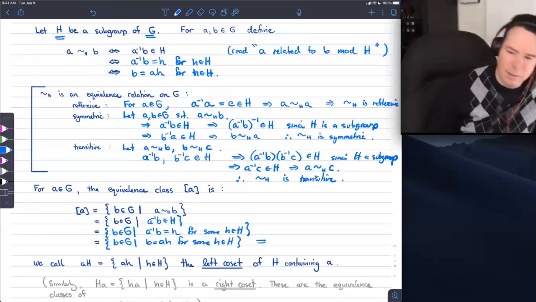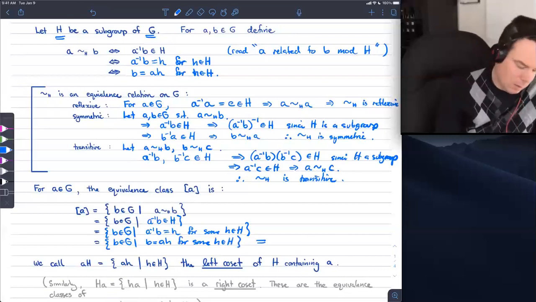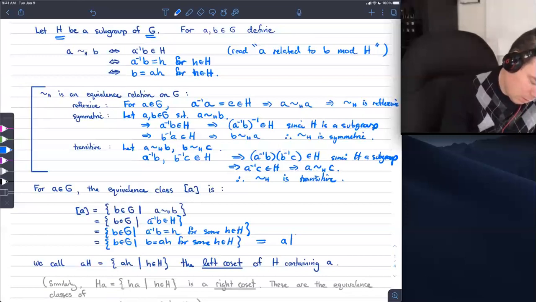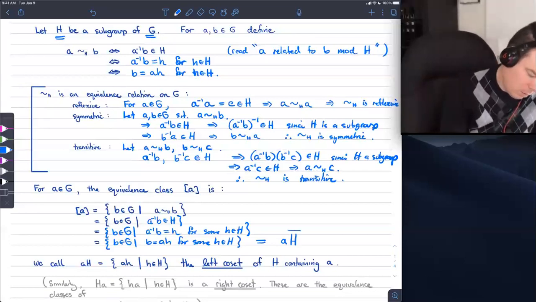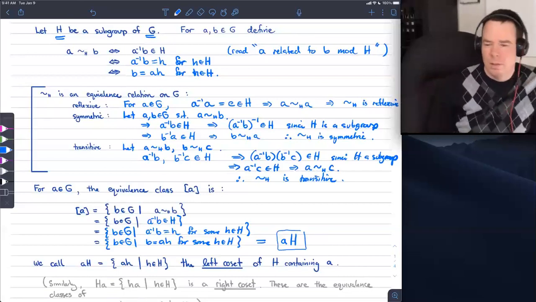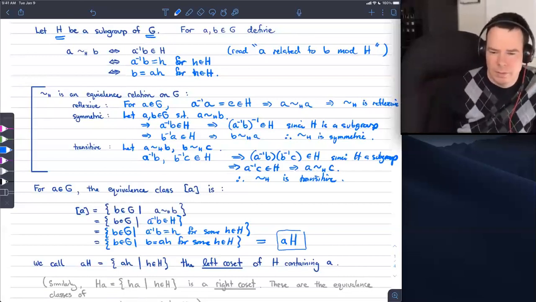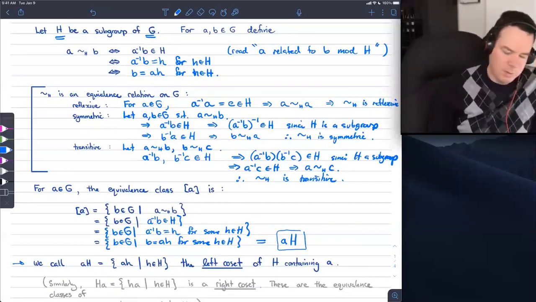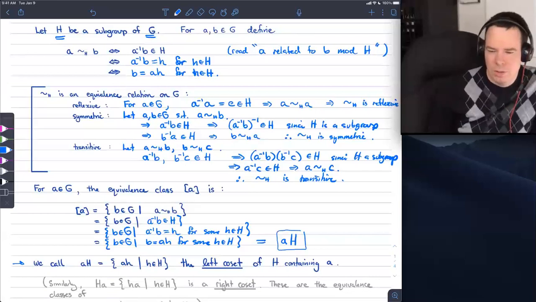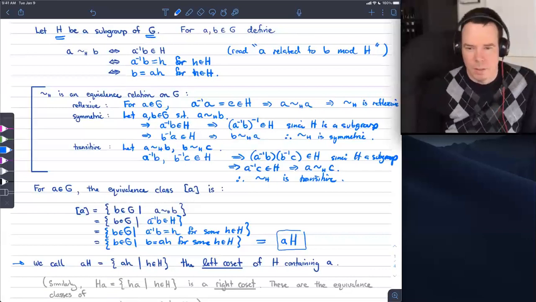But there's another way to write that. This is really just saying it's all the elements that are of the form A times something in H. So I'll write it like that. It's just A times anything that is in H, and form that set. And so this is what the equivalence class is. And just to define it down here, we call this a left coset of H. And these are going to be the things that partition our big group G.